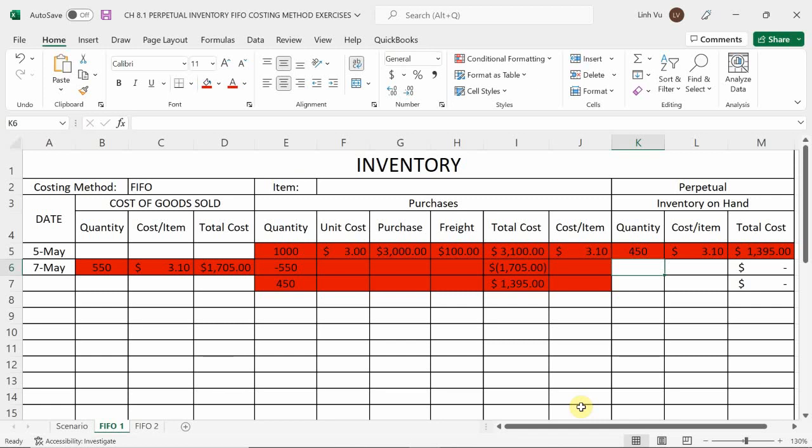I'm going to be constantly moving from left to right. If I sold something, it's going to affect the calculations, and it will result in updating my inventory. If I purchase something, I will skip my cost of goods sold, purchase it, and then I have to put it into my inventory on hand. Okay? So that's how we're going to use this worksheet. So that was the first example. Let's take a look at the second example.